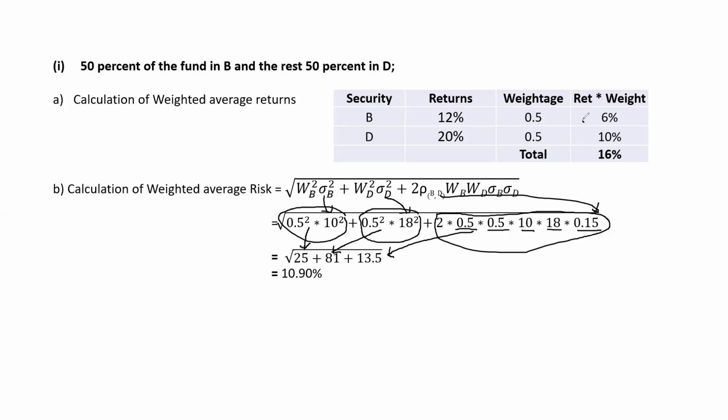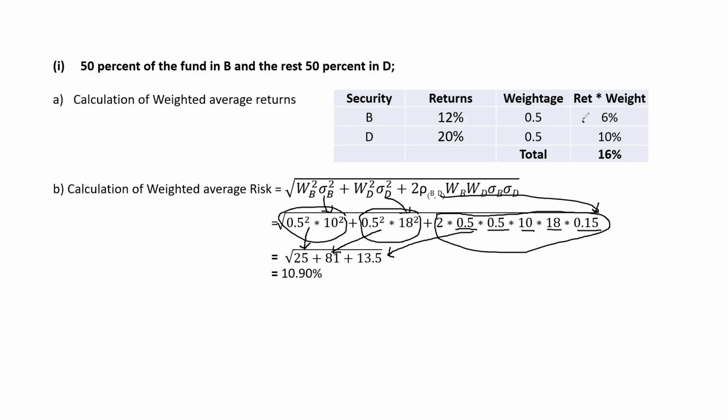I hope you're clear with all these steps. Yes, sir. So the total is 119.5. If you take the square root of 119.5, that would be 10.90.